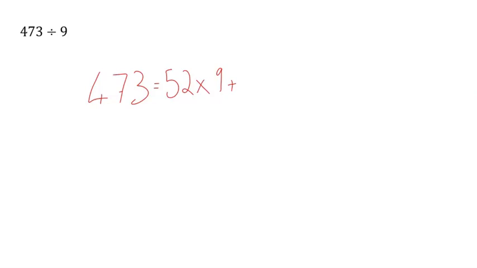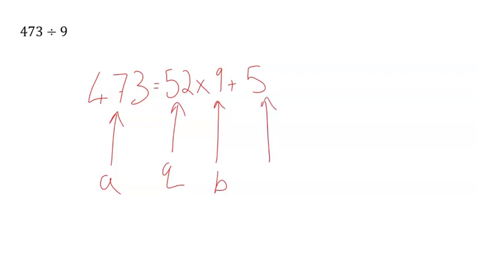What I have to then say to myself is, right, 52 times 9 gives me what I want, but I've got a remainder. What's that remainder? It's 5. So there you go. Again, the exact same format we want. Our dividend A is the 473. Our divisor B is the 9. Our quotient Q is the 52. And my remainder R is the 5.